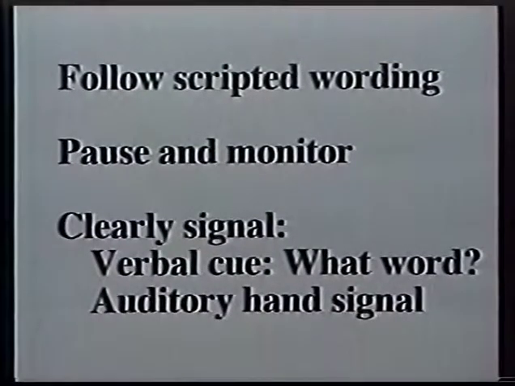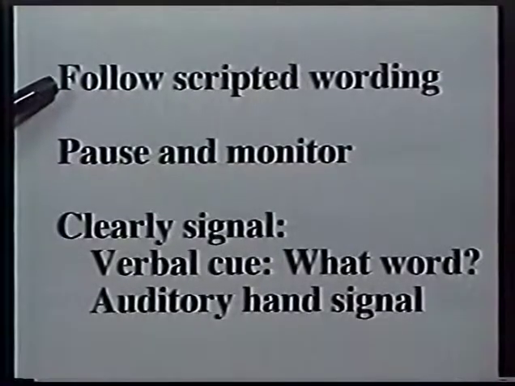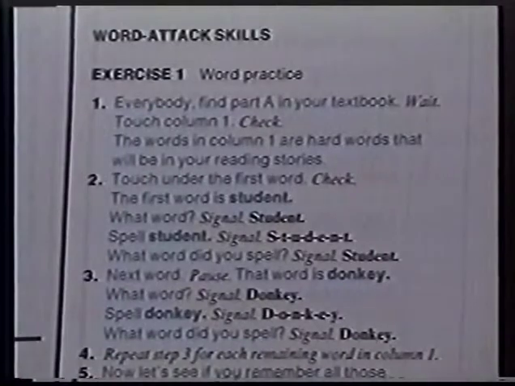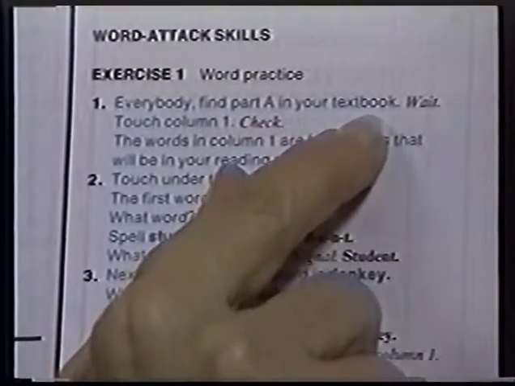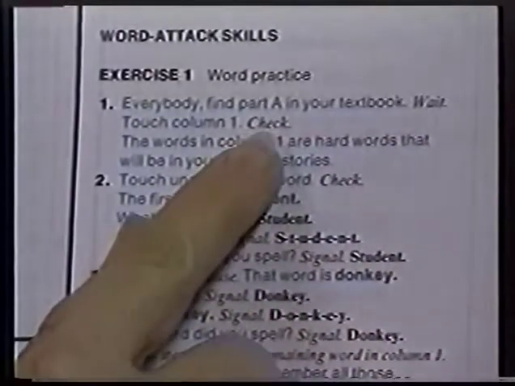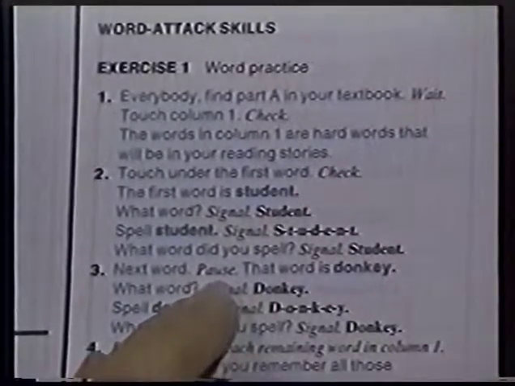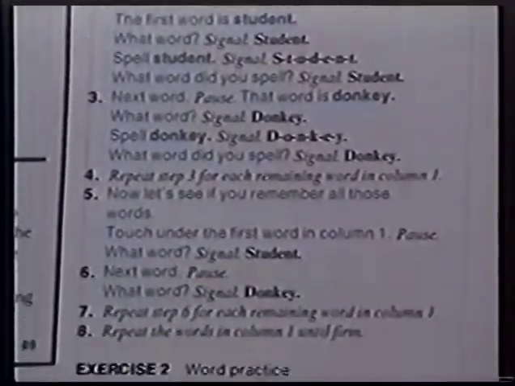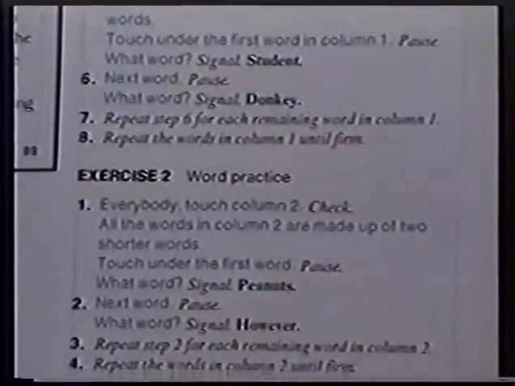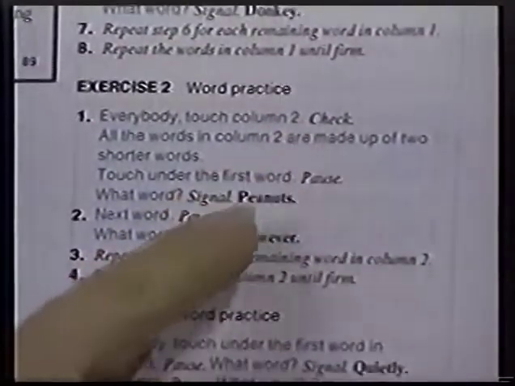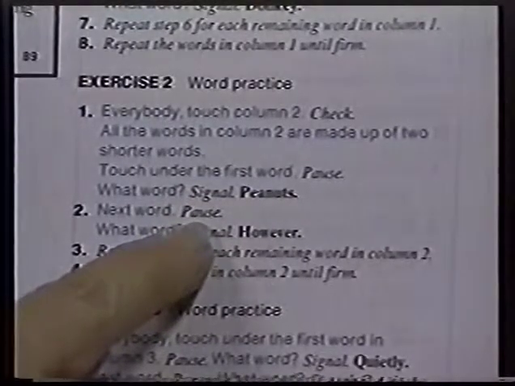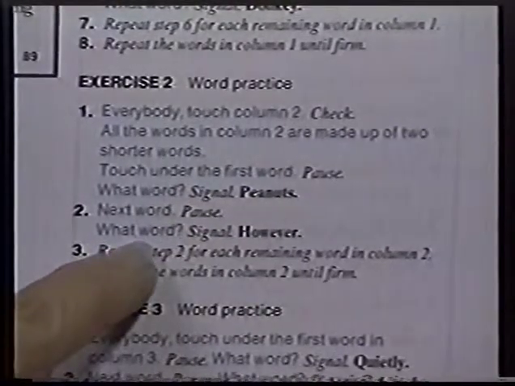Here are critical teaching behaviors specifically related to presenting word attack exercises. Always start by giving the instructions to students using the wording specified in the script. This clear wording directs the students to touch the appropriate column and appropriate word in the column. Immediately after you give that kind of instruction, the script says, wait, or check, or pause. This means you look at the student's fingers to make sure they are touching under the correct word and to make sure they have time to figure it out. So you always pause and monitor before you say the verbal cue, what word, and signal.